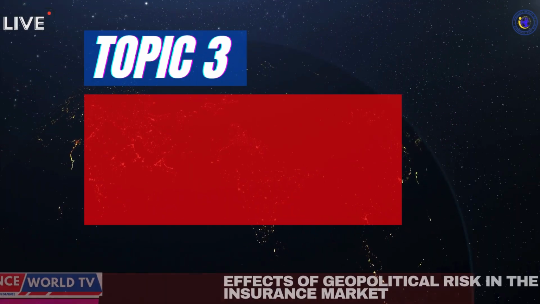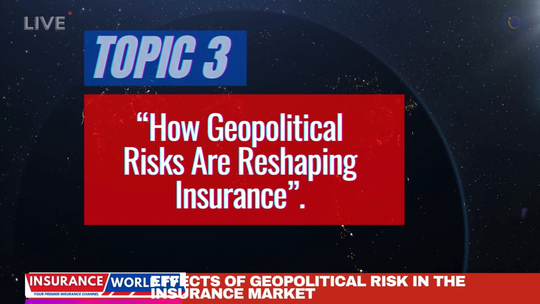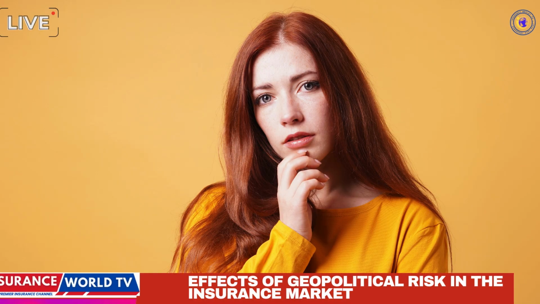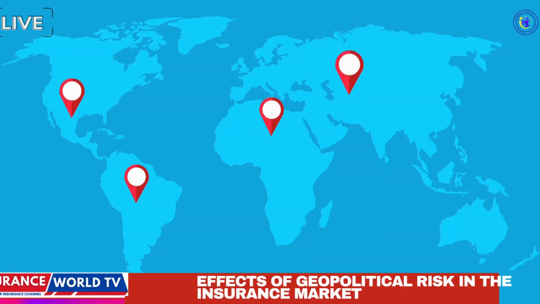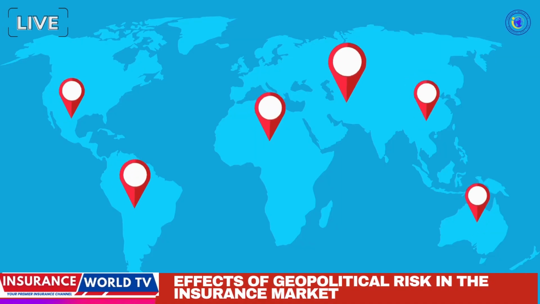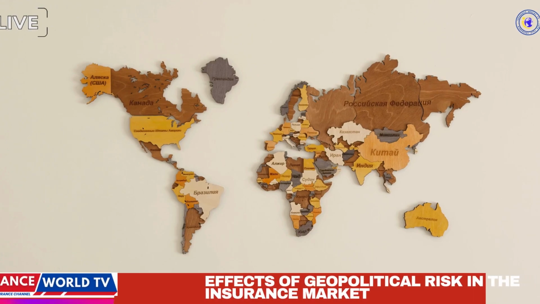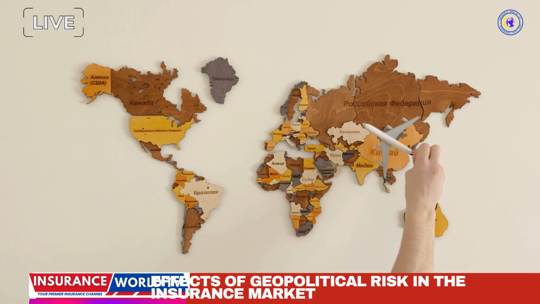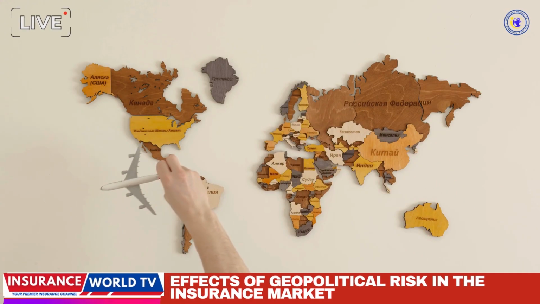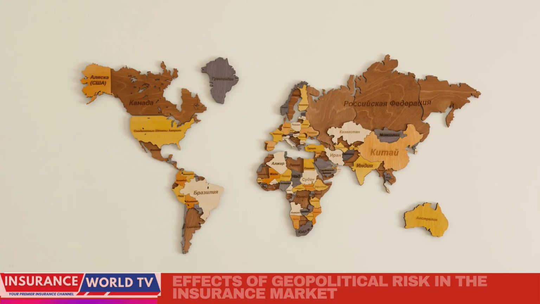Topic 3. How geopolitical risks are reshaping insurance. Have you ever wondered how a conflict in one corner of the world could affect the insurance on your home or business right here at home? That's the power of geopolitical risk, a factor that's reshaping how insurers assess and price risk today. Geopolitics isn't just news headlines, it directly reshapes the risks we face every day.